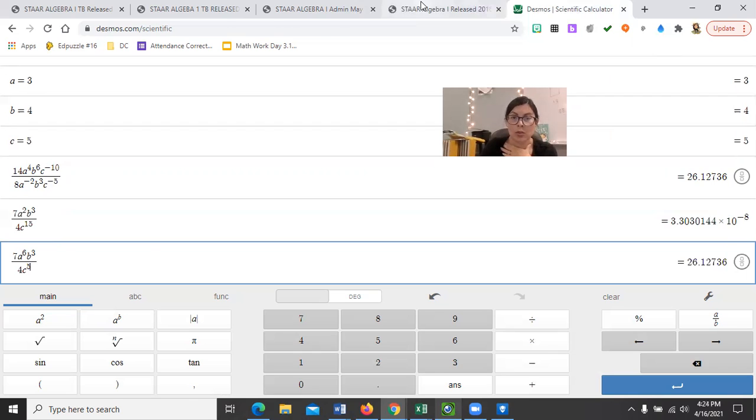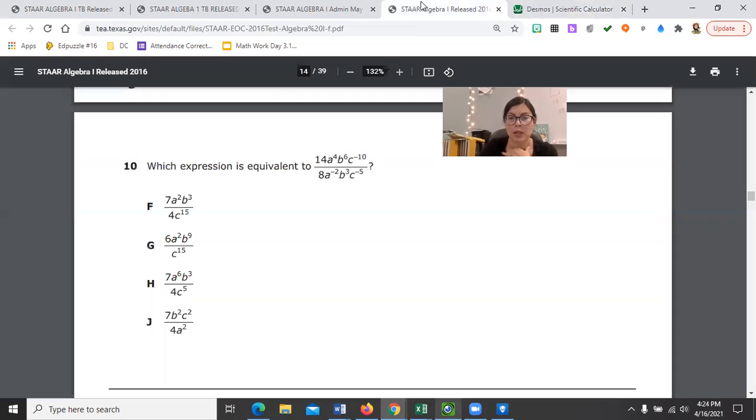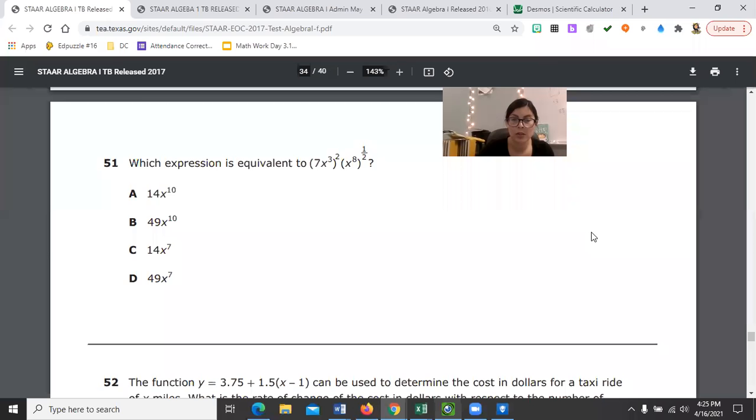So now I want you to do an example just like the one I did. So what I would like for you to do is try this one. Remember, right here we just have one letter, so you're going to store that number for that letter, and then you're going to type in the one in the problem and then type in the answer choices. So stop and try it.